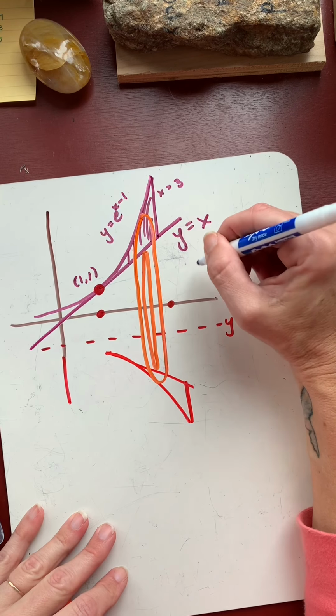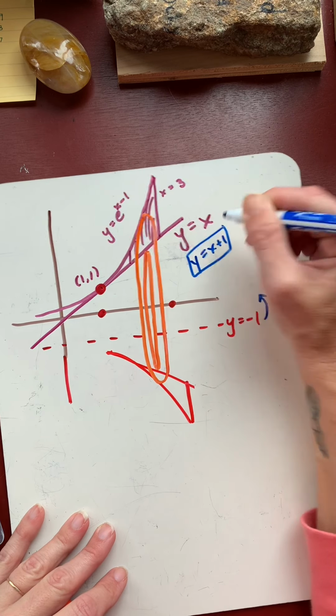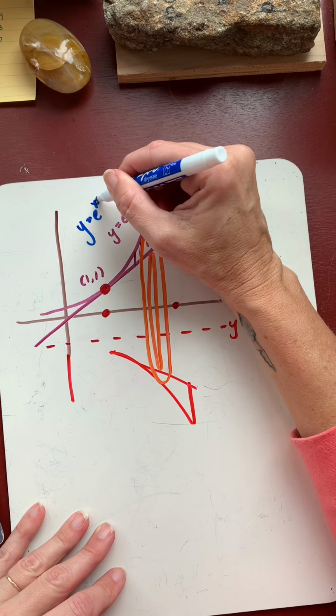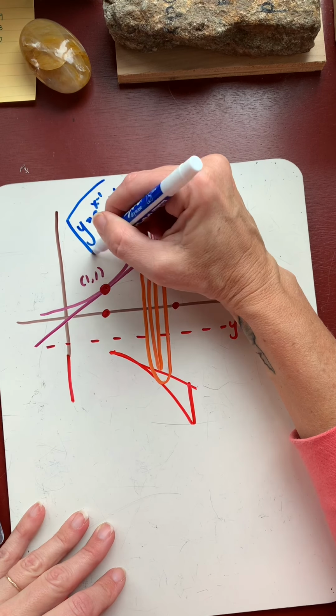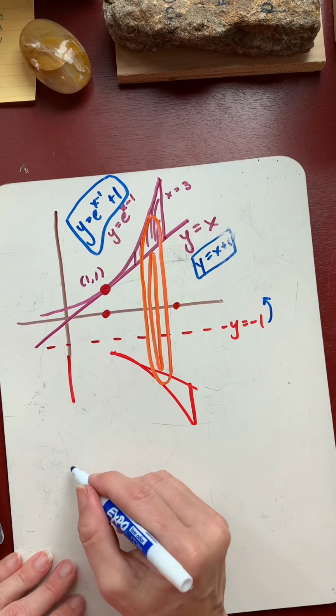But that means this curve is going to become y equals x plus 1 because I'm shifting everything up 1. This is going to become y equals e to the x minus 1 plus 1. And everything's getting shifted up like that. So here we go.